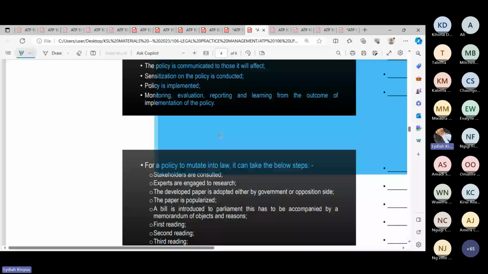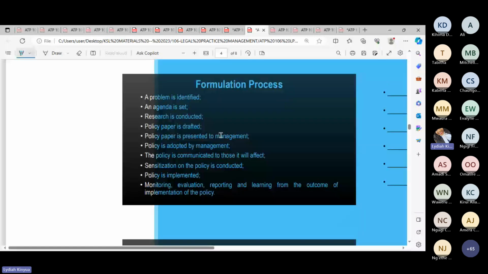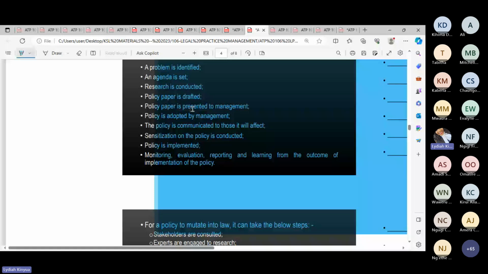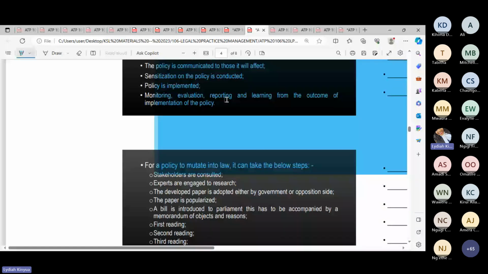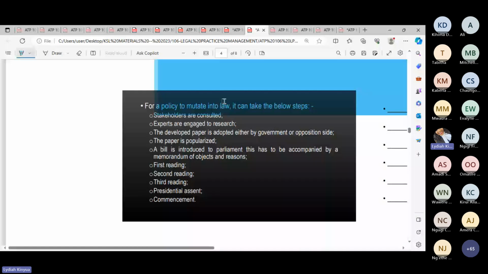This has been examined so many times. So you identify a problem, number one, and you set an agenda for any policy. If you have to discuss how to formulate a policy for disaster management, sexual harassment, record management, ICT, all types of policies, you first identify the problem, number one. Number two, set the agenda. Number three, conduct the research. Number four, draft the policy. Present to the management. The policy is then adopted by the management. Communicate to everybody affected by it, sensitize everybody, implement the policy, and then monitoring and evaluation, maybe periodically on bits of the policy.